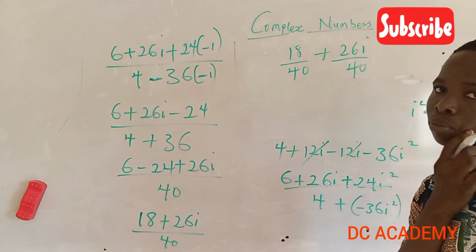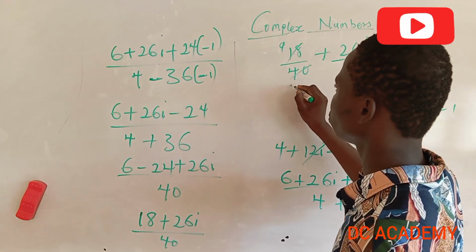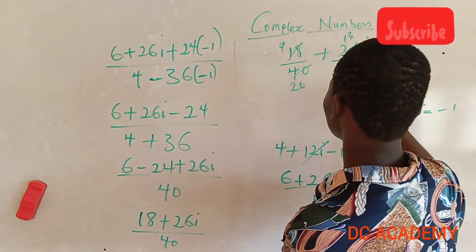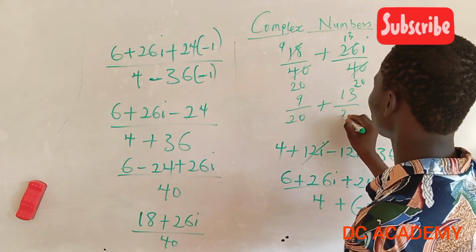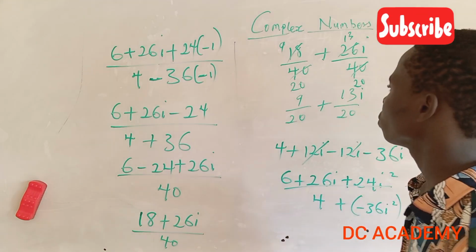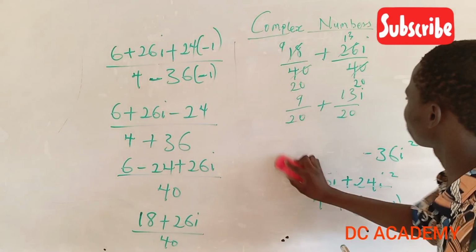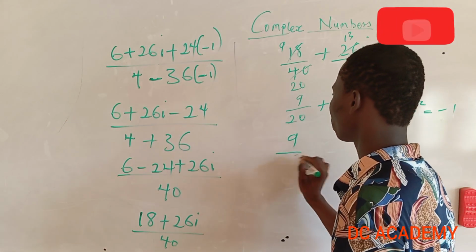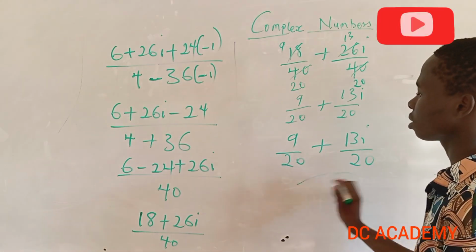Then you divide by 2. When 2 goes into here, I get 9. 2 into here, I get 20. And when 2 goes into here, I get 13. When 2 goes here, I get 20. Giving us 9 divided by 20 plus 13 divided by 20, that's 13i by 20. Now, at this point, I don't think anything else can be done. So at this point, 9 over 20 plus 13i over 20 is our final answer.